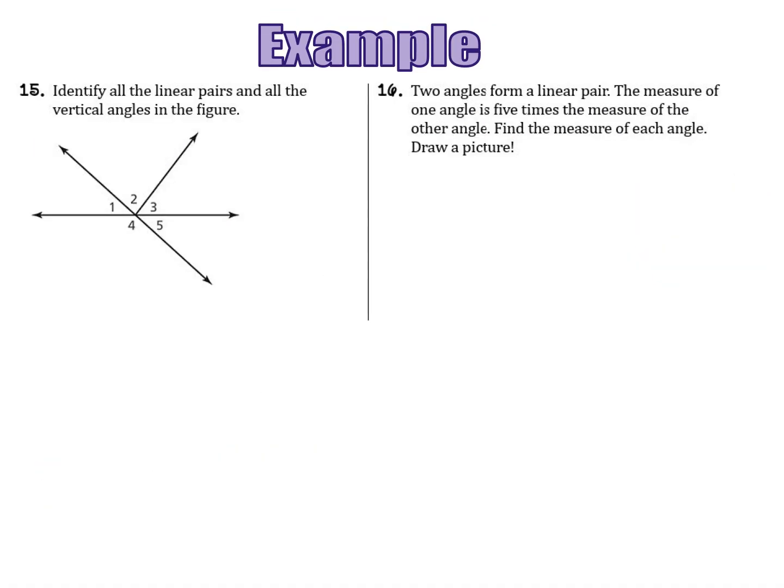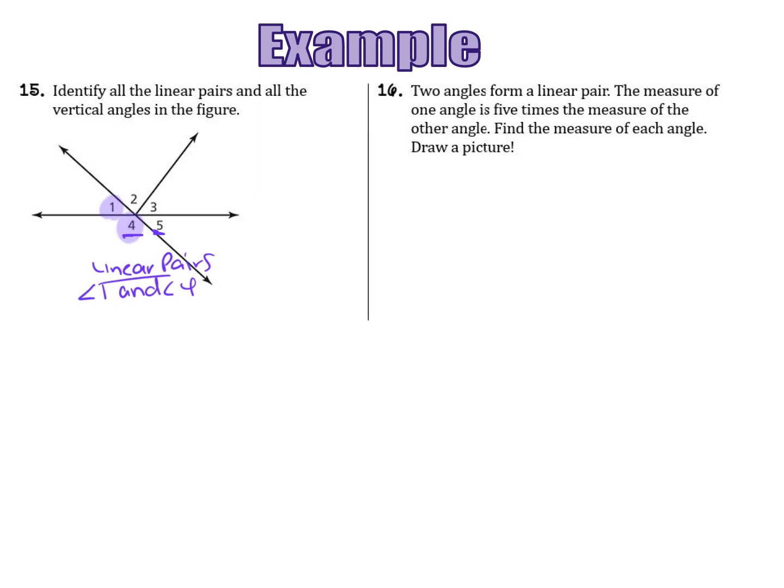All right, I'm really going to encourage you on these last two to pause the video, identify or find what's being asked, and then unpause the video and see how you did. Okay, for number 15, we're first being asked to find linear pairs. So if I'm looking for linear pairs, I'm looking for two angles that form a straight line, like angles 1 and 4. I'm going to write linear pairs.